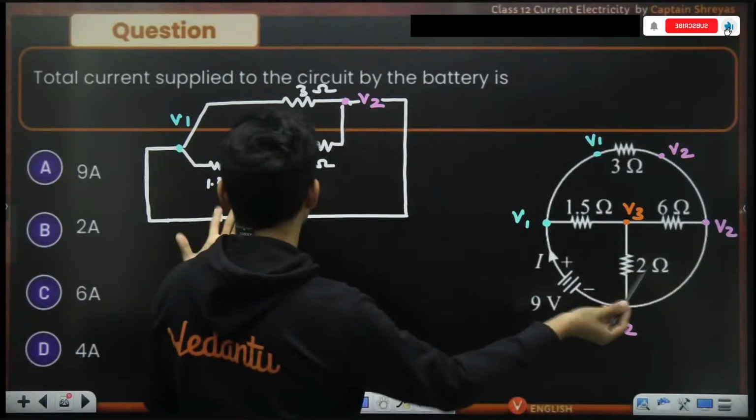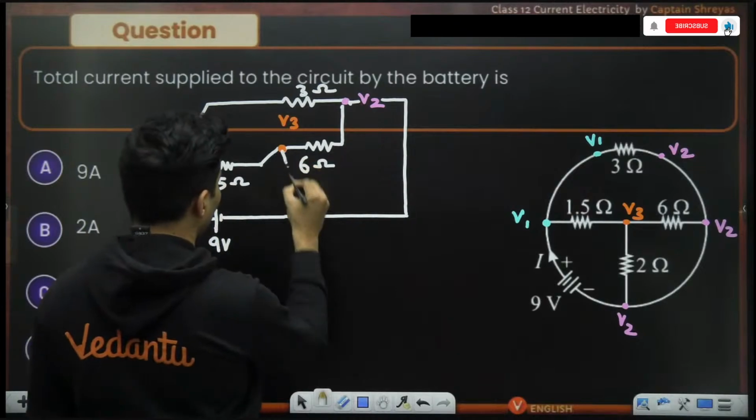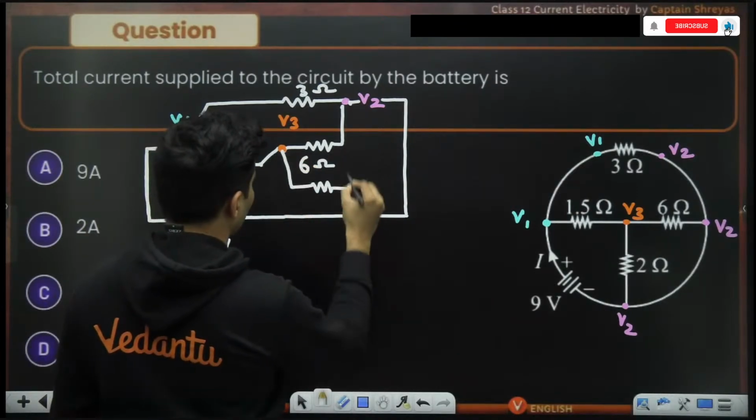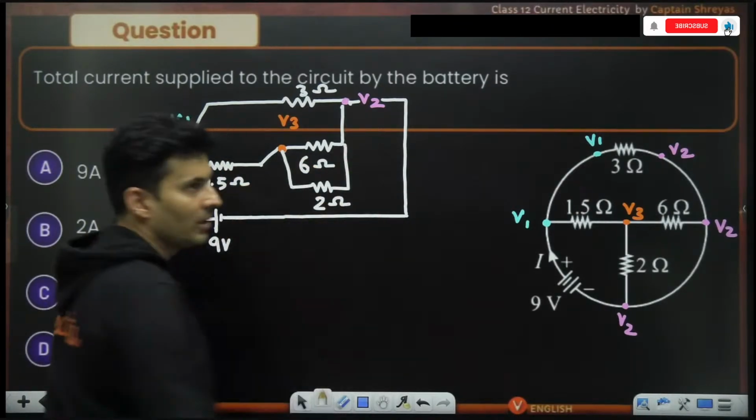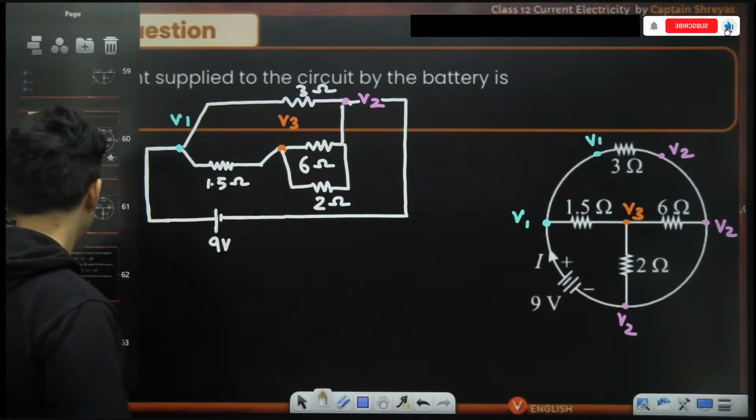Between V3 and V2, I missed that 2 ohms. So sorry. There was one more resistor over here between V3 and V2. That was 2 ohms. Yeah, my bad. This was also there. So if this is there, then what do we do?